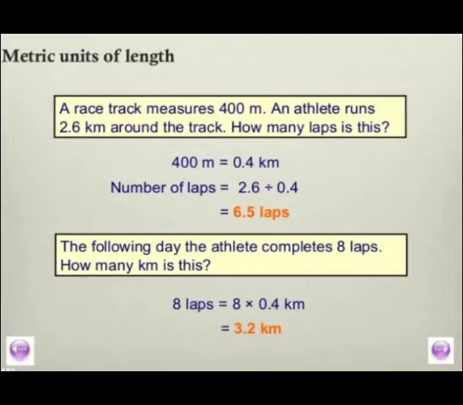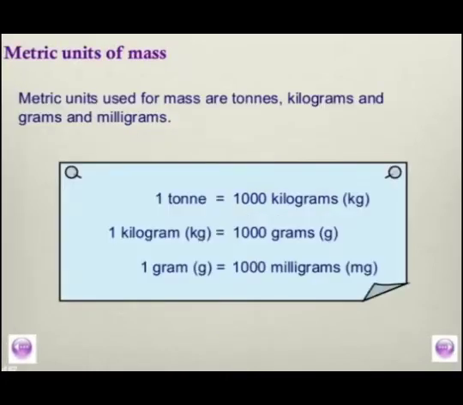On the following day, the athlete completes 8 laps. How many kilometers is this? So 8 laps is equal to 8 times 0.4 kilometers, which is equal to 3.2 kilometers. Now let's tackle metric units of mass.